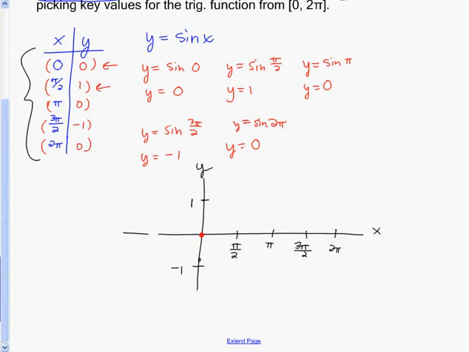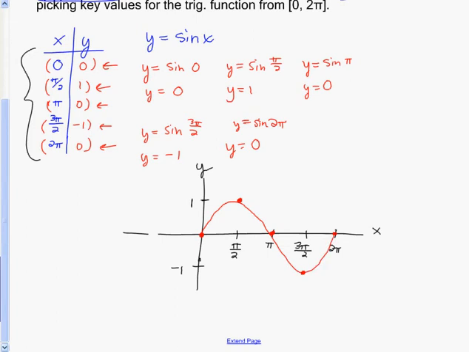Pi over 2 is the x value and 1 is the y value. That point would be right here. Pi and the value of 0 would be right here. 3 pi over 2 is x, and y being -1 would be down here. And then lastly, 2 pi is x, and y being 0 would be back here. My sine curve is going to go somewhere like this.